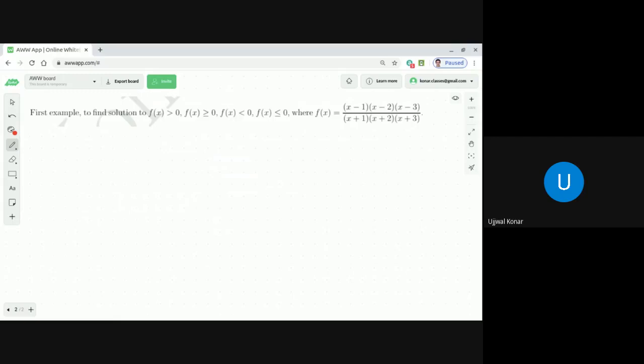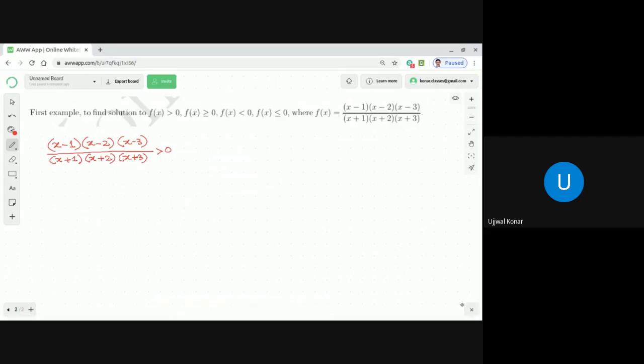The moment we find the solution for one inequality, that is greater than 0, you will see, dear students, that finding the solution for greater than or equal to 0, less than 0, and less than or equal to 0 is also very easy and straightforward. So now we are going to see how to find the solution to this inequality: x minus 1 into x minus 2 into x minus 3, divided by x plus 1 into x plus 2 into x plus 3, greater than 0.